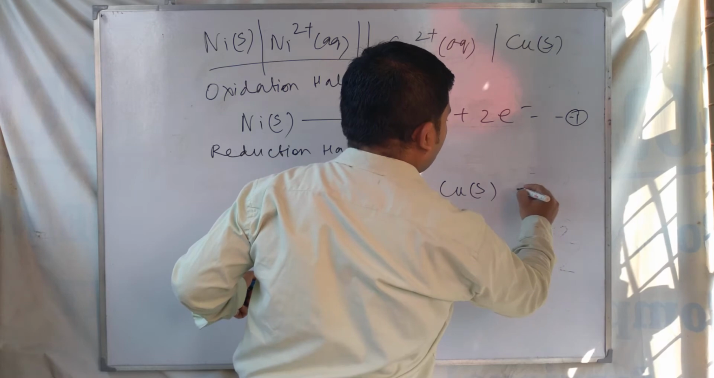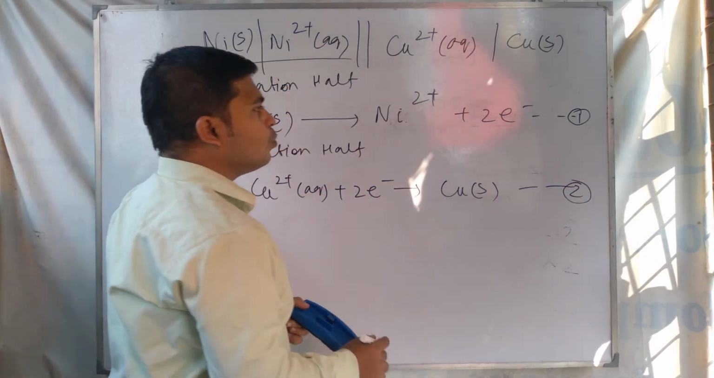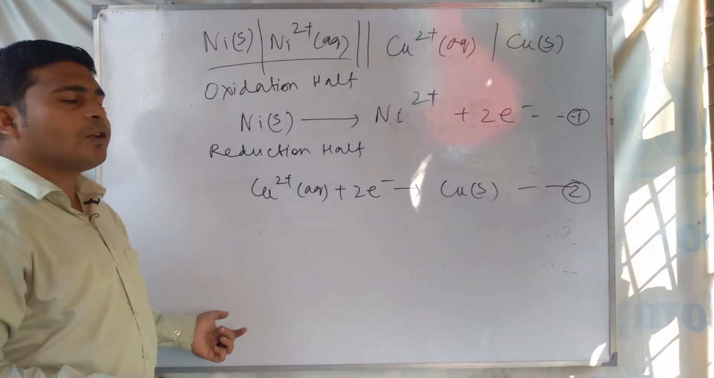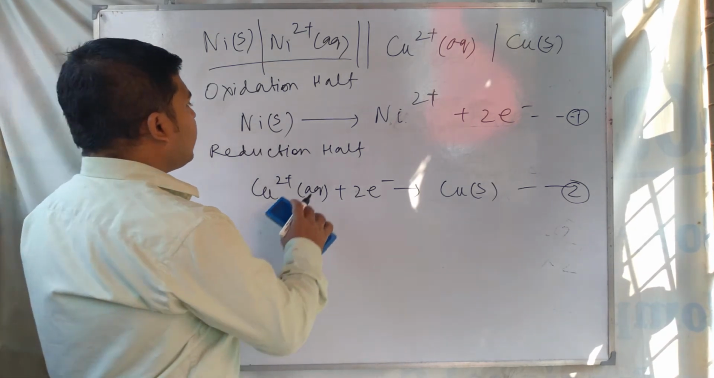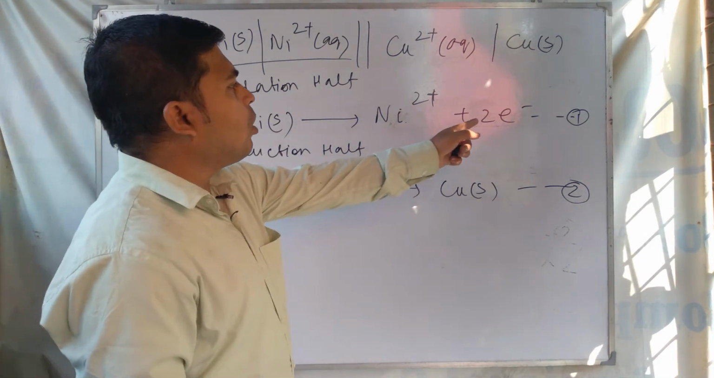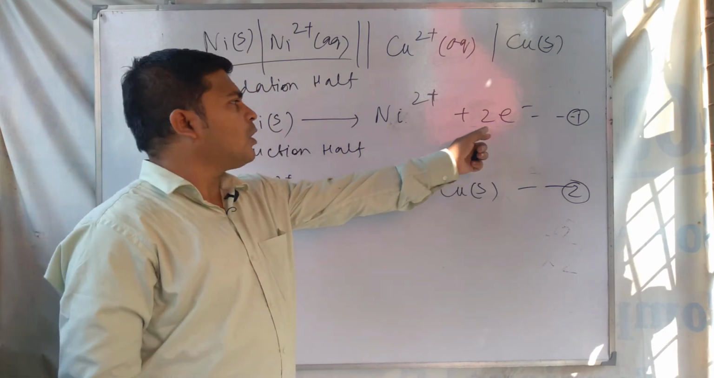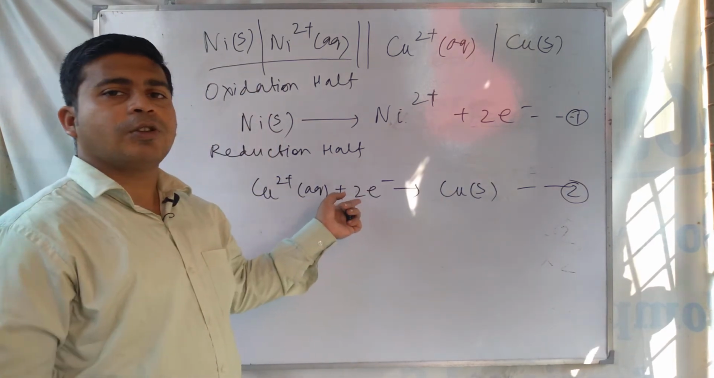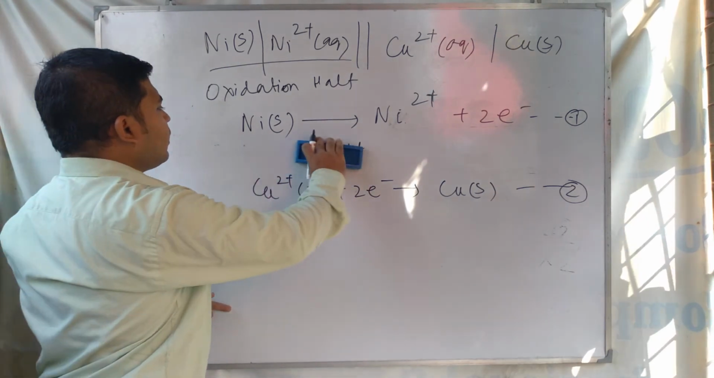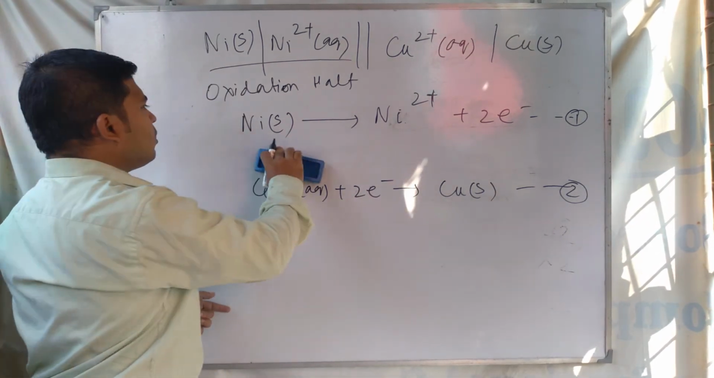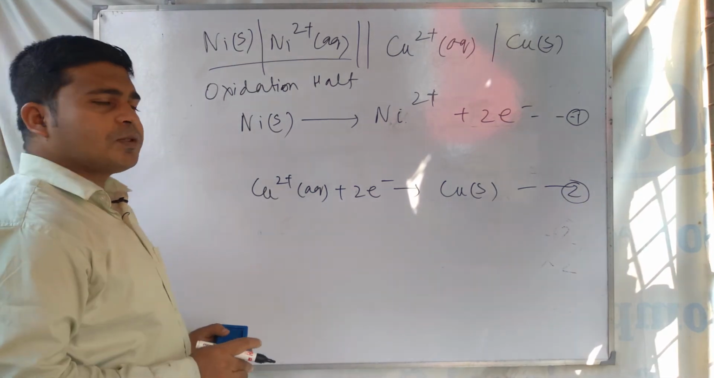This is equation number 1 and this is equation number 2, and we have to add these two equations to get the overall cell reaction. Right now, if we add these two equations, at first we need to equalize the number of electrons. We are seeing the number of electrons is equal in both half cell reactions, so we can just add the two half cell reactions.